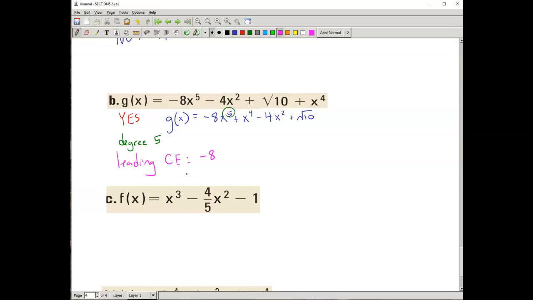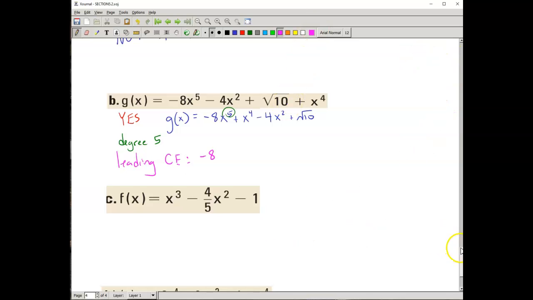And basically, when we get into this and we talk about graphing and the behavior of this function, those two things are the most important. The degree and the leading coefficient will determine what this function is really doing. It's sort of the main driver of the function.